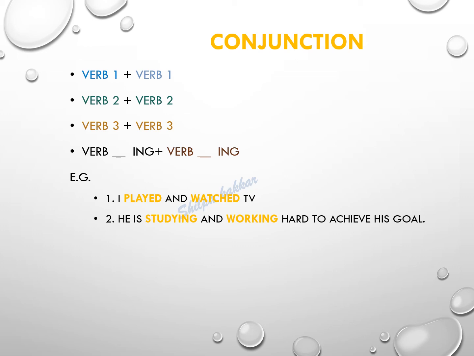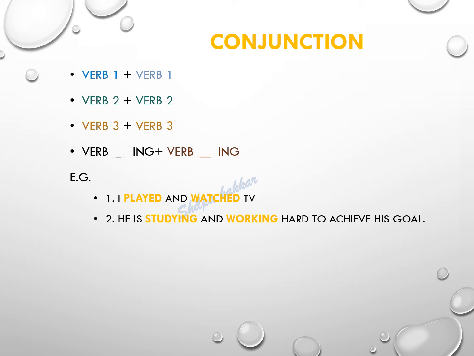I played and watched TV. We never say I played and watching TV. Do we say so? No. I play and watch TV. Again, that is correct. Why? Because we have taken up the first form of the verb. Play. Watch. Here, the example is played and watched. So, this is the correct way of using verbs when conjunctions are there.